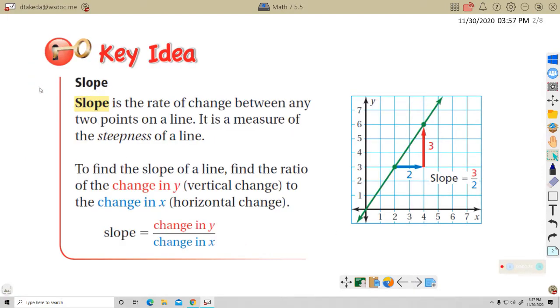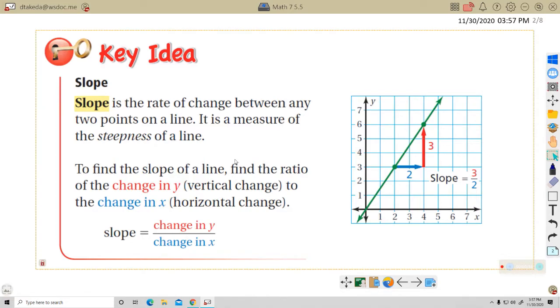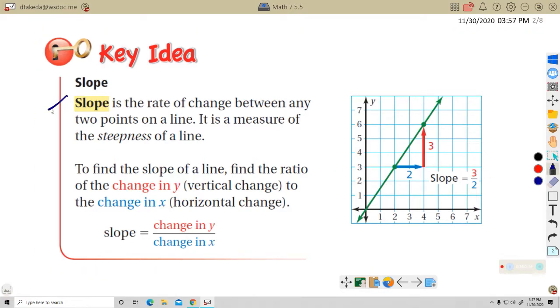So we have a key idea. This is actually a vocabulary term. I need to make sure you have this in your notes. The word is slope. It's the rate of change. Again, that word rate comes up. The rate of change between any 2 points on a line. It is a measure of the steepness of the line. For example, this line is steeper than this line. It's closer to vertical, so we call it steeper. It shows the position of the line compared to the x and y axis.